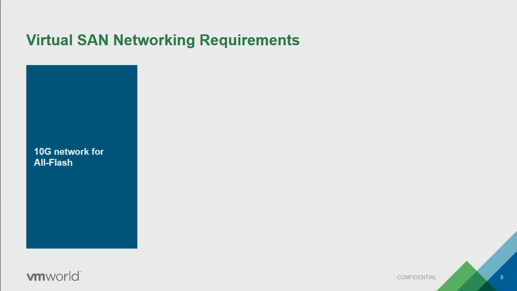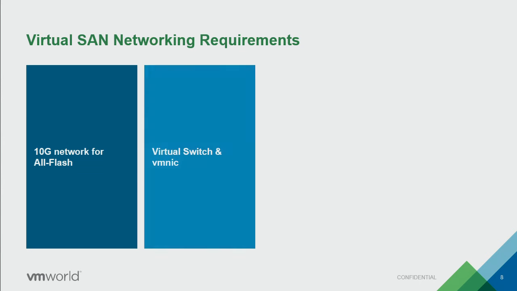So now let's look at the networking requirements, right? 1 gig versus 10 gig. For hybrid vSAN, 1 gig is supported. Obviously, we recommend 10 gig. But for all flash, 10 gig is a requirement. We don't support 1 gig for all flash vSAN. From a VMNIC perspective, vSAN obviously needs a dedicated VMkernel on the host, right? So that's a requirement, and it's supported with standard switch and distributed switch. So those are the 2 switches that we support.